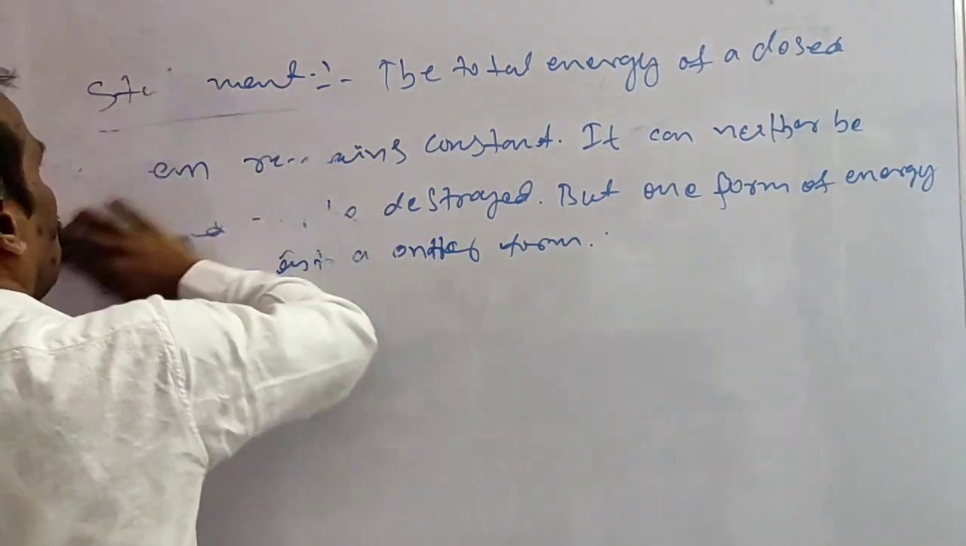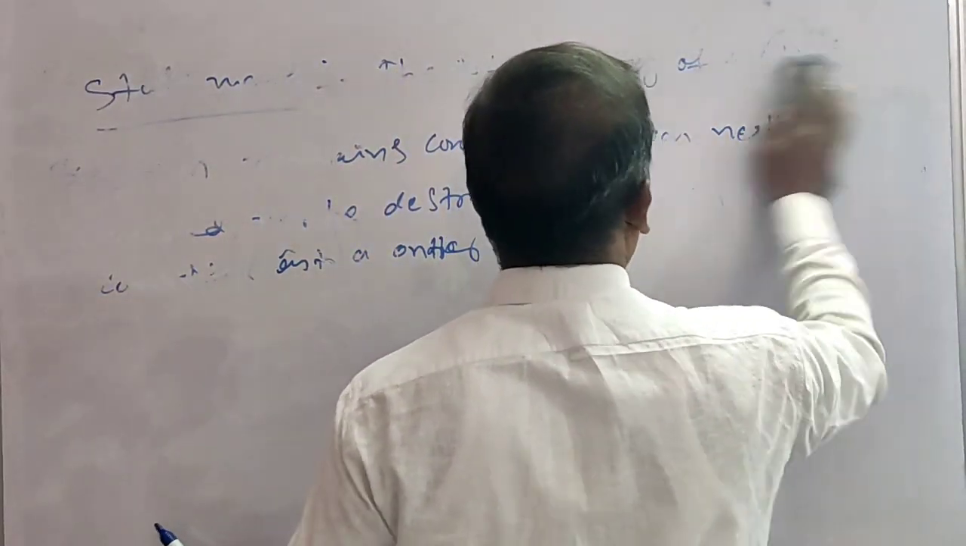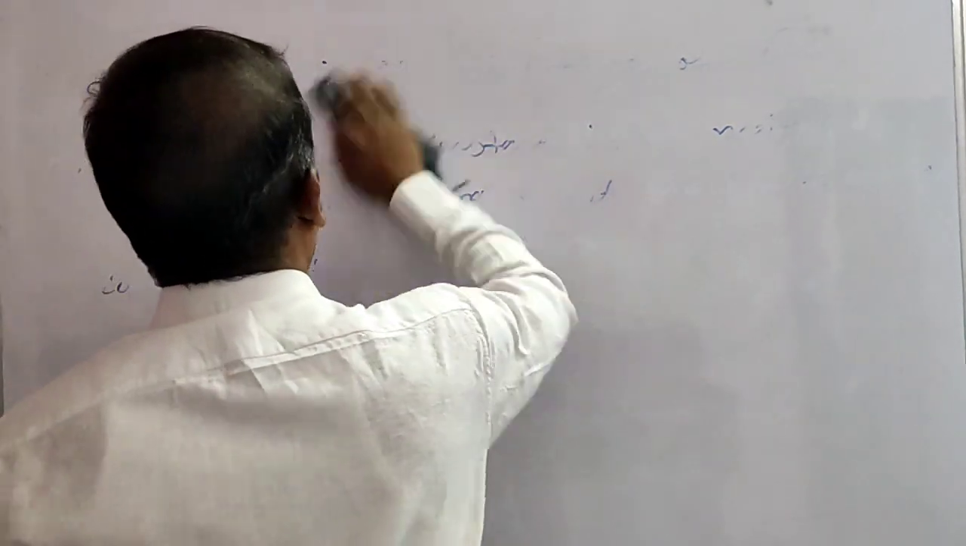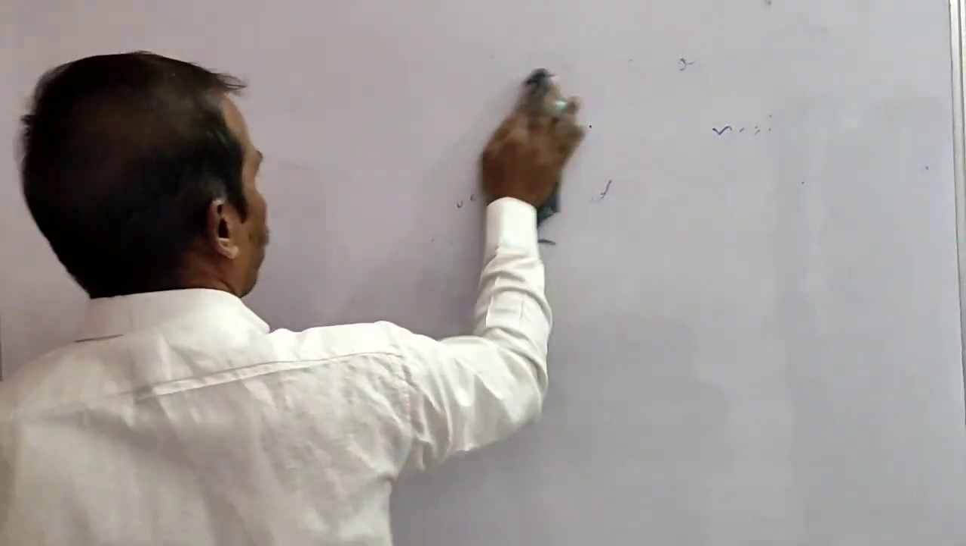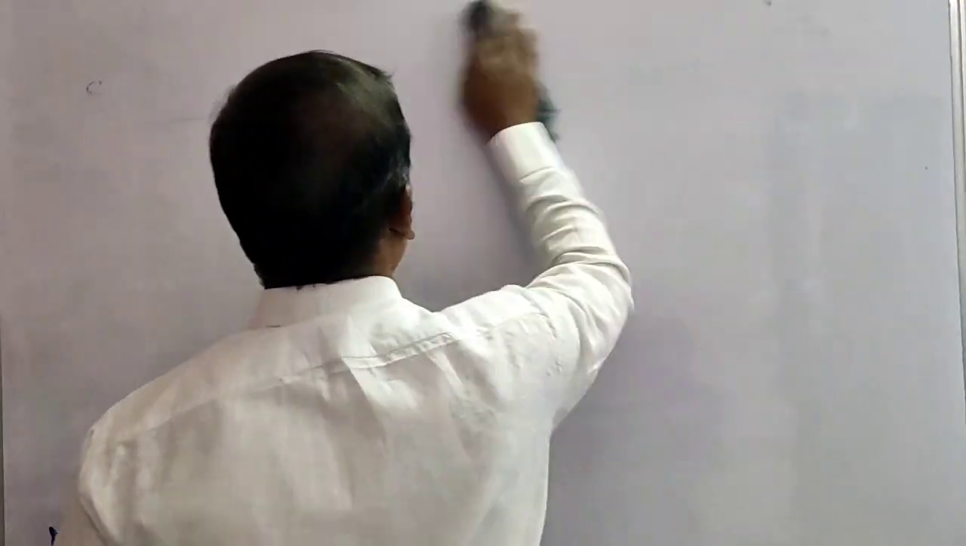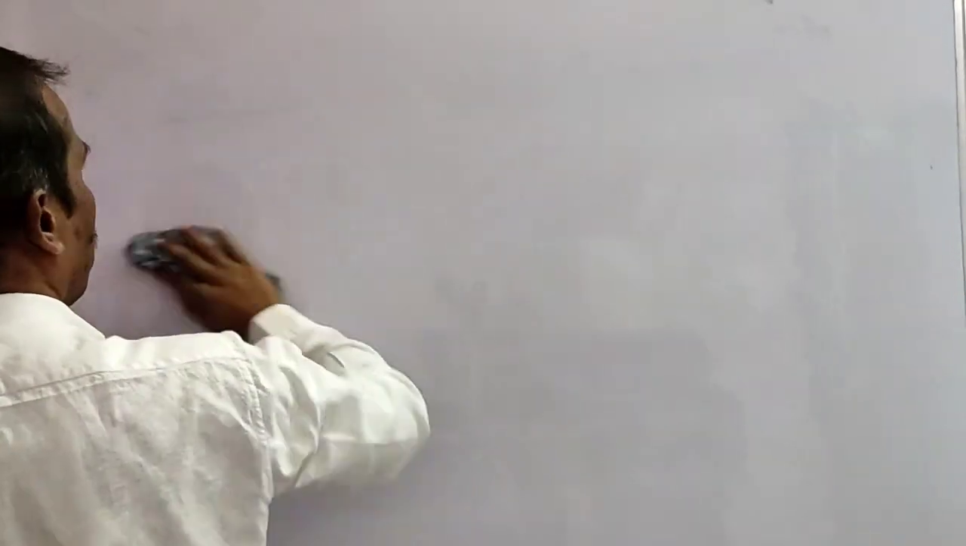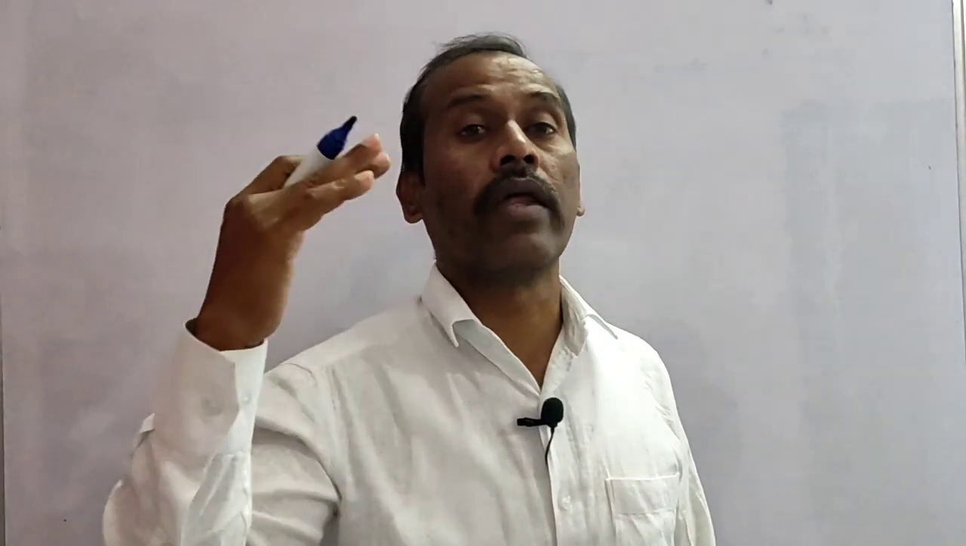Okay, now the freely falling body, very most important. The total energy, the mechanical energy, is nothing but the sum of the potential energy and kinetic energy. The sum of the potential energy and kinetic energy is equal to mechanical energy, which is equal to total energy.